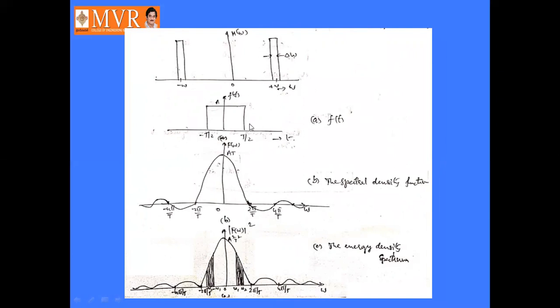So f(t) is the given function varying from minus T by 2 to plus T by 2. The spectral density function and the energy density spectrum look like this. So it is F(omega) versus omega. It is like this, and this is nothing but the energy density spectrum, that is mod F(omega) squared versus omega. This is the energy density spectrum, and this is the spectral density function.